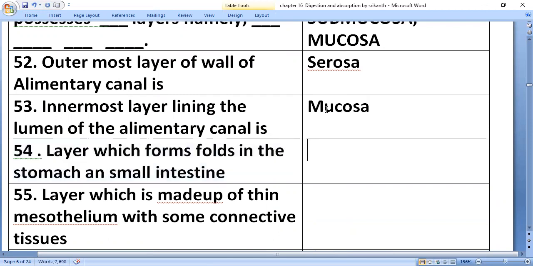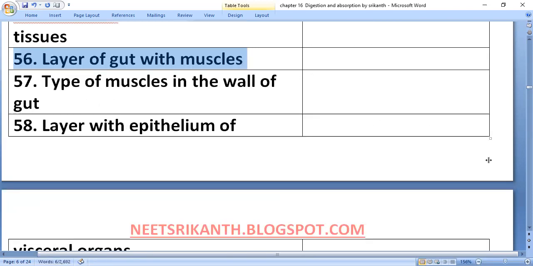Layer which forms folds in the stomach and small intestine: mucosa. Layer which is made up of thin mesothelium with some connective tissue: serosa. Layer of gut with muscles: muscularis.